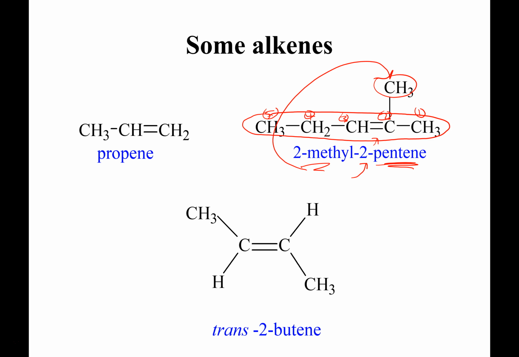Let's look for the chain. I got 4. So that's why it says butene. This is a little different. I need to say where the double bond is. And the double bond is on carbon 2, 2 to 3. So that's where that is.